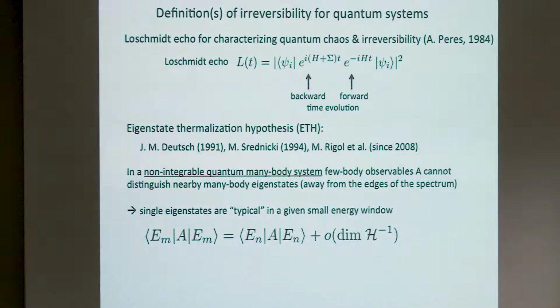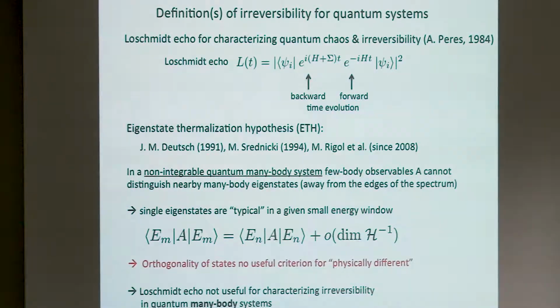Take two many-body eigenstates that belong to different energies, so they are, of course, orthogonal, but there is no few-body observable that you can write down that can actually distinguish them. So from this point of view, the orthogonality of states is not a useful criterion for calling them physically different if you cannot come up with a very realistic measurement that can distinguish them. And that's the basis of my statement that I think the Loschmidt echo is not a useful quantity for characterizing irreversibility in quantum many-body systems.